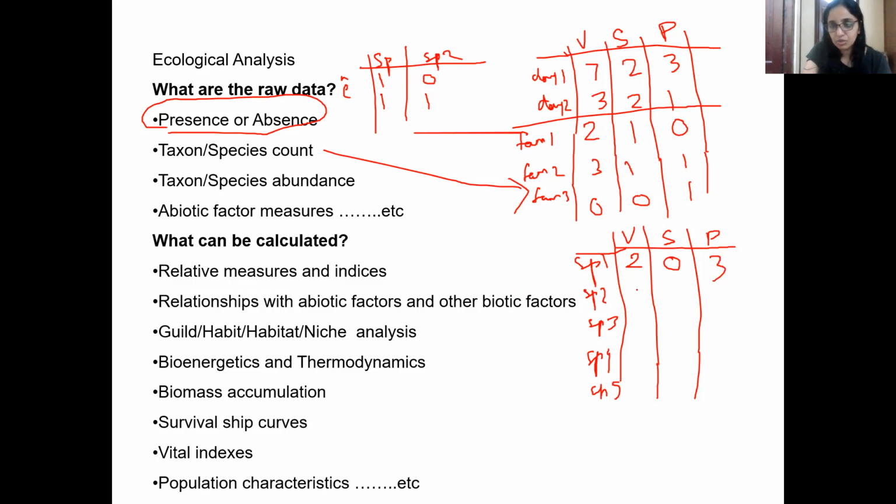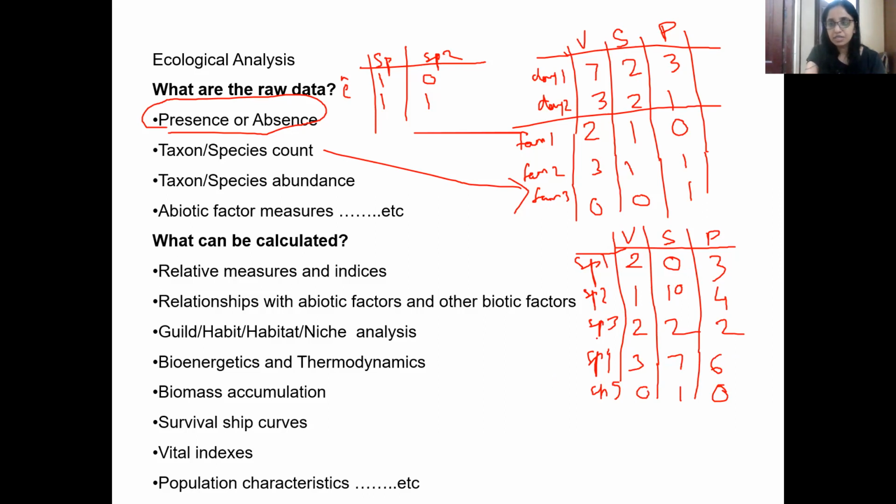Then for species 2, in Viyur, I saw 1. In Shaktan, I saw 10. In Puttur, I saw 4. For species 3, 2, 2, 2. Then species 4, 3, 7, 6. Then species 5, 0, 1, 0. Okay. So just looking at this data itself gives you a lot of information.